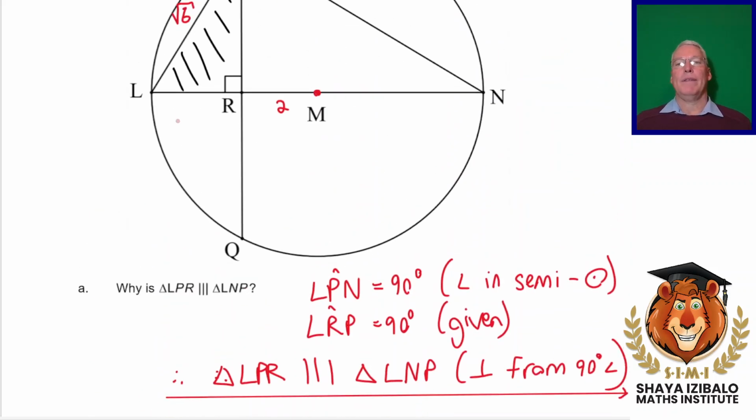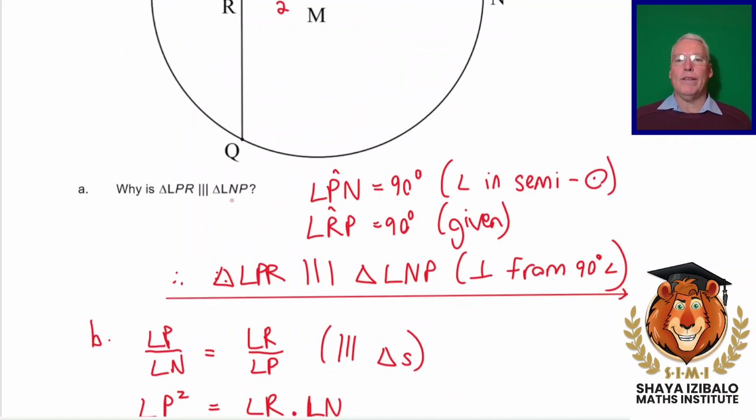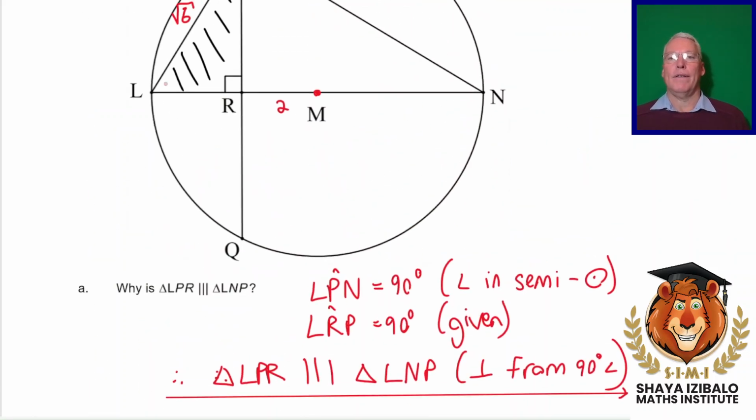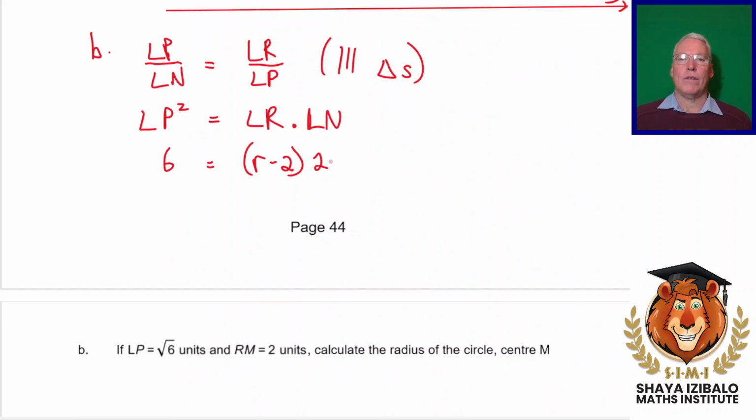LR is a radius. From M to L is a radius, and we've got 2 here. So this is actually a radius minus 2. And LN is actually 2 lots of a radius. And so that's maybe also a little bit tricky, because of the idea of letting the radius be r. So now we've just got an equation which we should be able to solve.